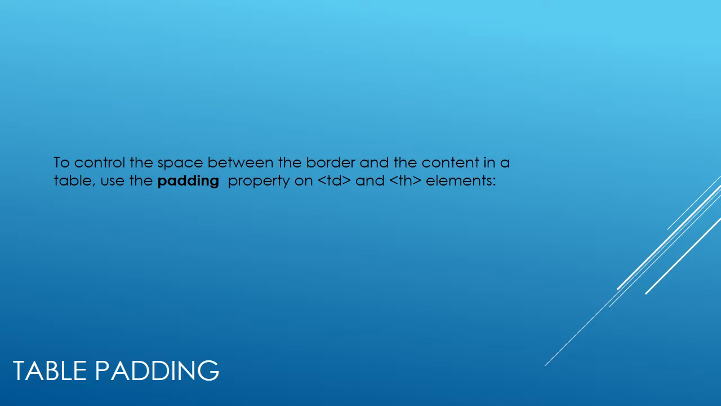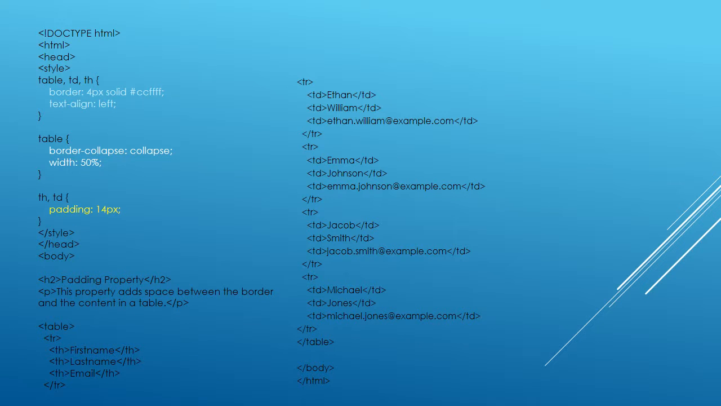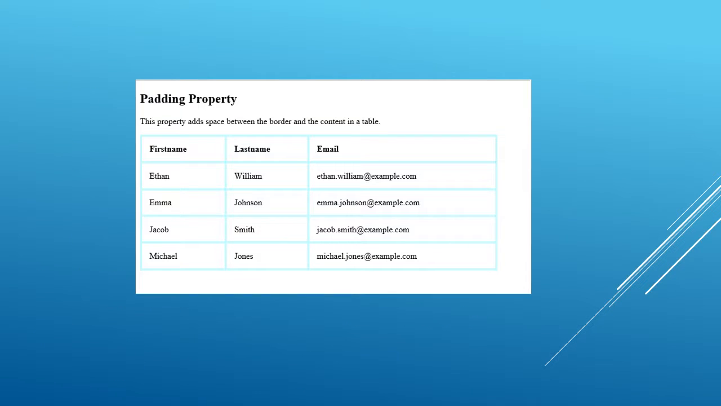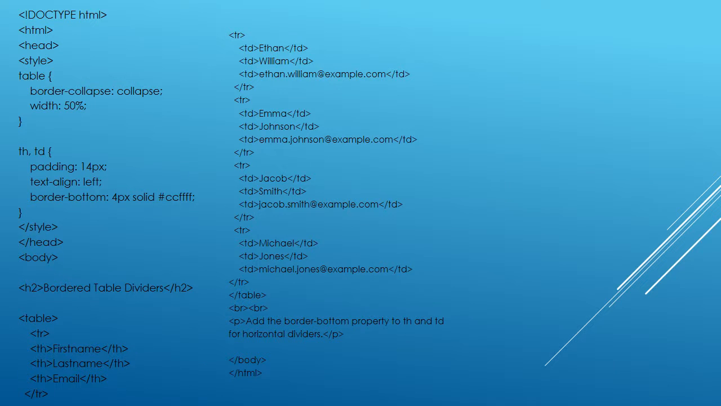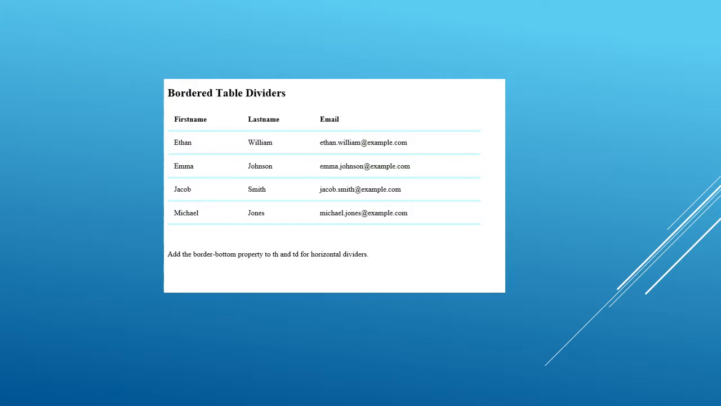To control the space between the border and the content in a table, use the padding property on td and th elements. Example of table padding. Padding property. This property adds space between the border and the content in a table. Add the border-bottom property to th and td for horizontal dividers. Example of horizontal dividers. Bordered table dividers.